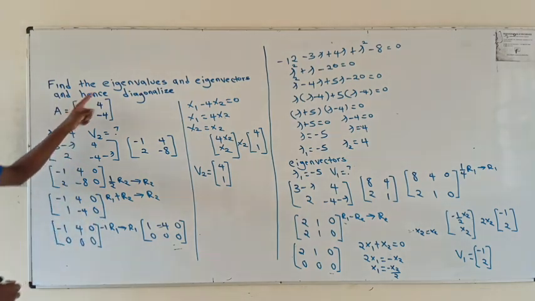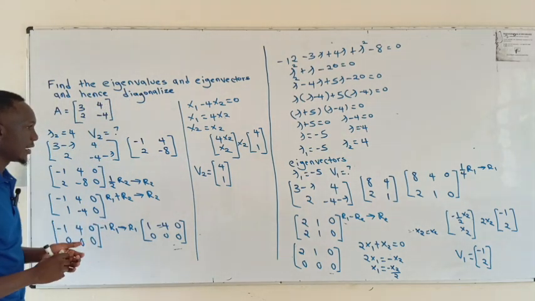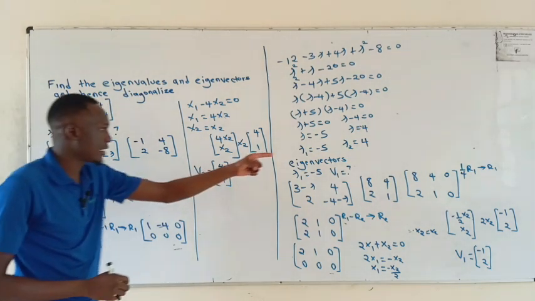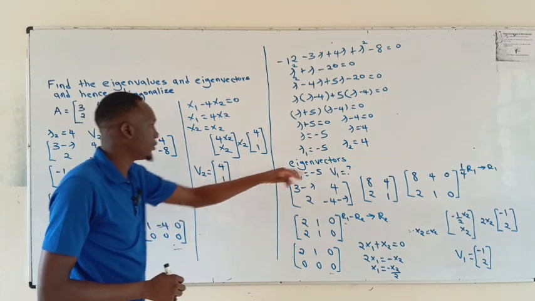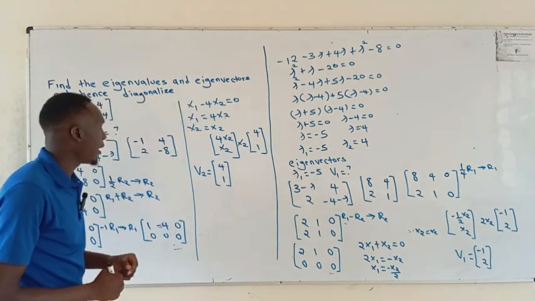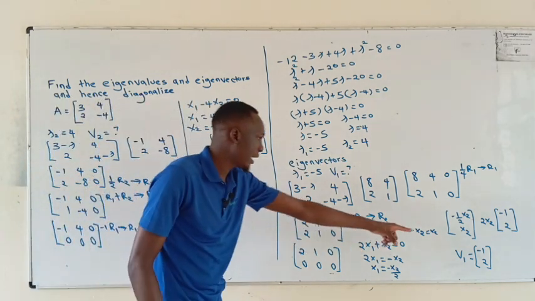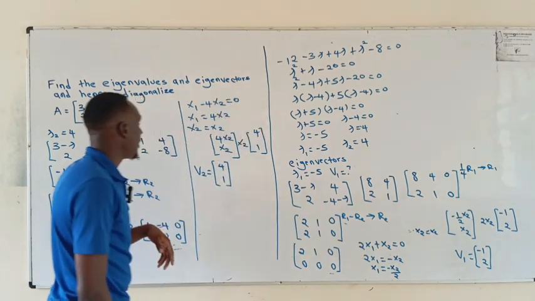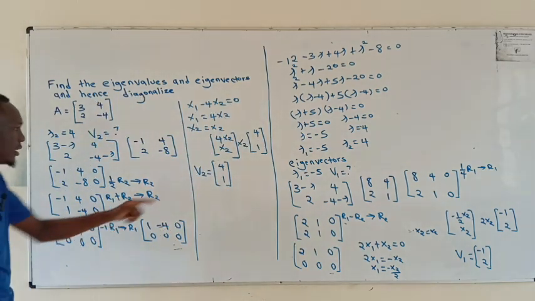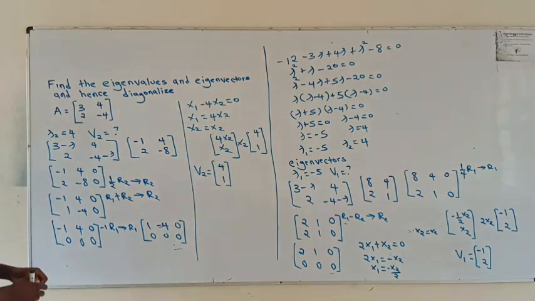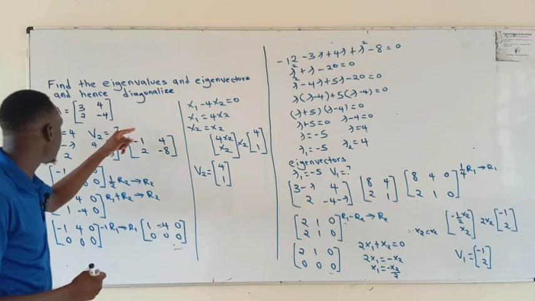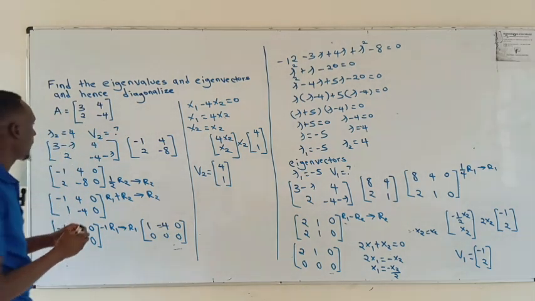We were told to find the eigenvalues and eigenvectors. Our eigenvalue 1 is negative 5, eigenvalue 2 is 4, and our eigenvector v1 is negative 1, 2. Our eigenvector v2 is 4, 1. Now, let's see if we can diagonalize A.